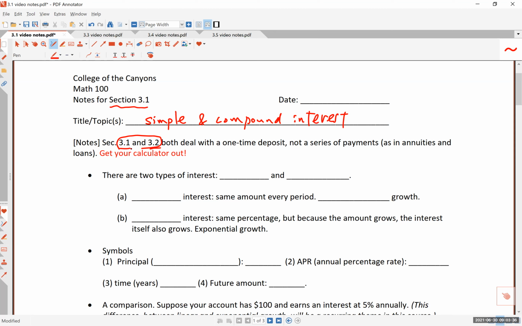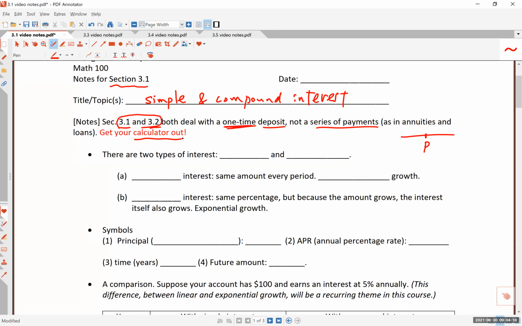The first thing I need to mention is that we need to distinguish the first two sections, section 1 and section 2, from the two sections that follow immediately, because in the first two sections, our calculations will always be on a one-time deposit. You put your money, we call that amount the principal, into an account once, not a series of payments such as paying back loans or saving up for the future. So we are talking about a one-time deposit, not a series of payments. This is something very important for you to keep in mind.